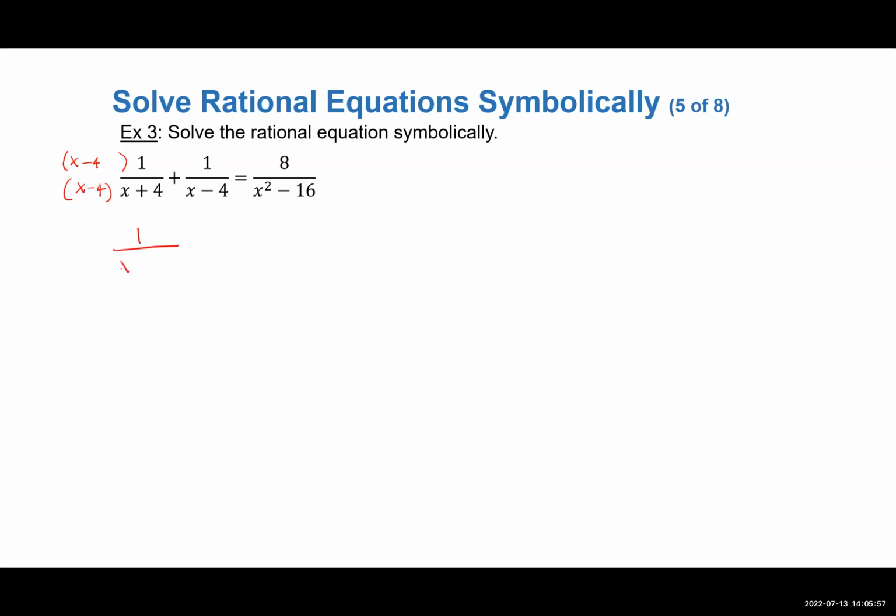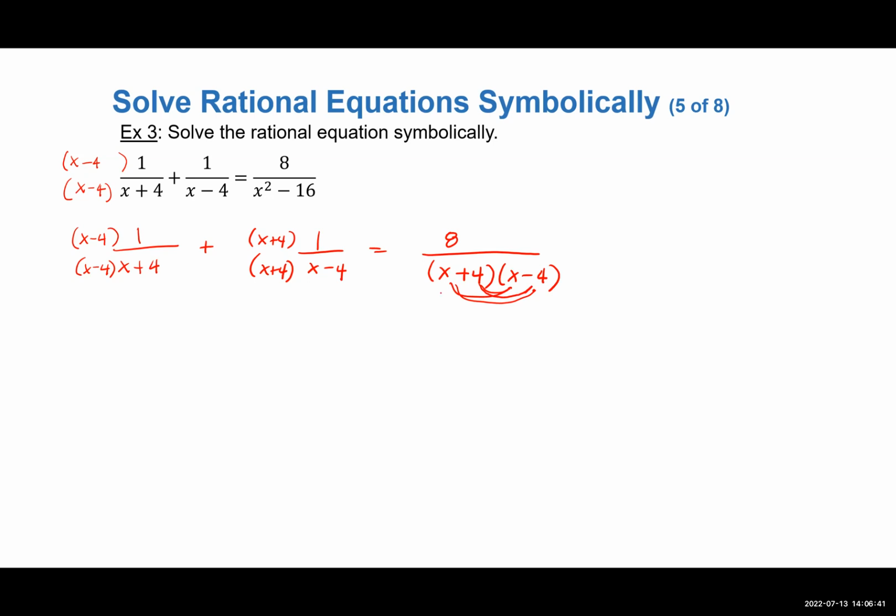So let me write it out. We have X plus 4 on here. I would multiply this entire fraction by X minus 4. Remember, if you do it on the top and bottom, you're not changing the fraction really. Then we have X minus 4 as a denominator here. So we're going to multiply this fraction by X plus 4. This fraction we don't have to multiply by anything because X squared minus 16 is X plus 4 times X minus 4. You can double check that. X squared minus 4X plus 4X, that makes 0 X's in the middle. And then negative 4 and positive 4 make negative 16.